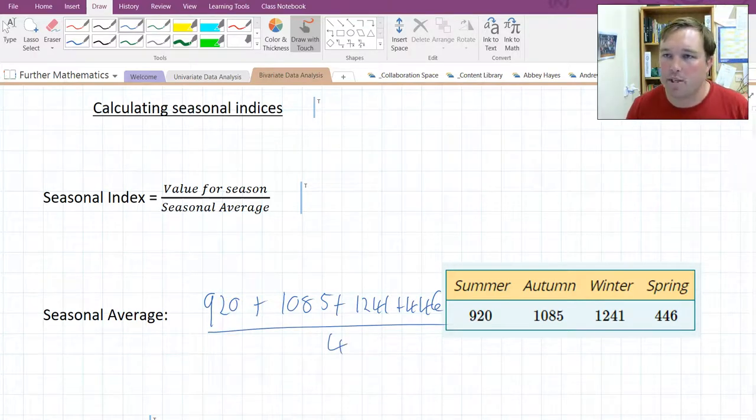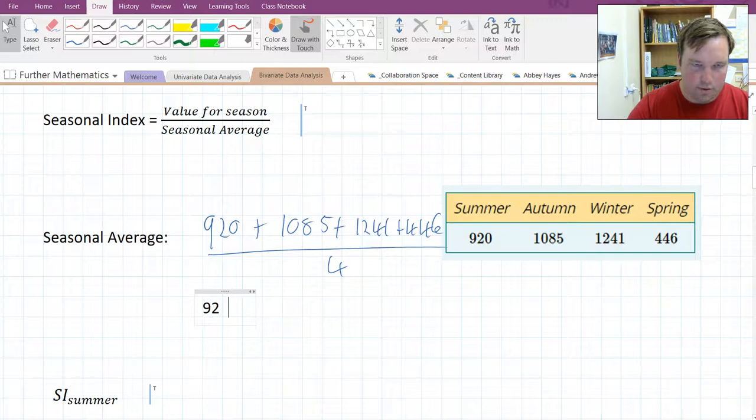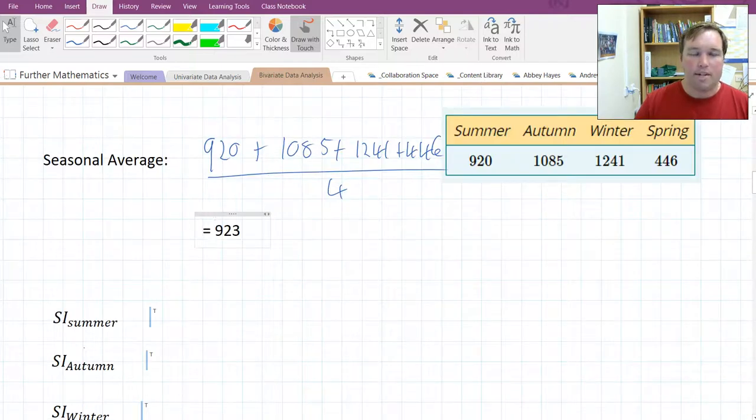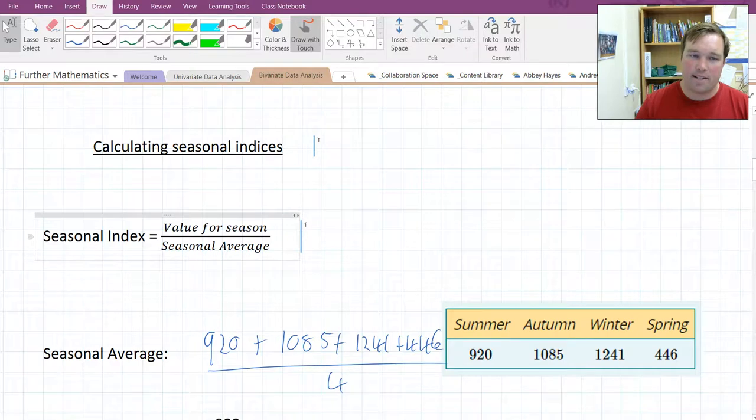Give me 1 second to do that. So our seasonal average is 923. That means that on average, each season we sell 923 hot chocolates.